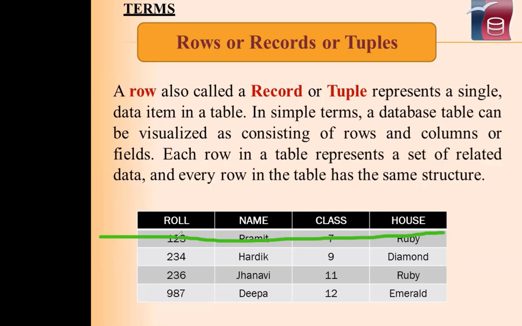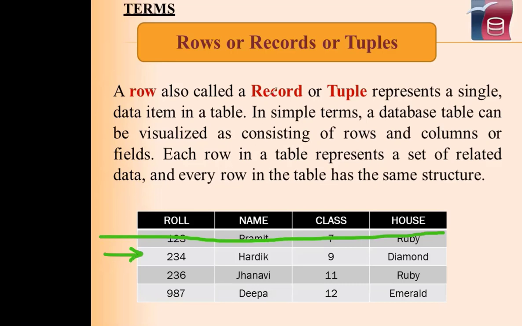If we talk about this, roll number 1, Pramit, is of class 7 and is in Ruby house. Roll number 2 is Hardik. He is in class 9 and he is in Diamond house. So each row gives us the complete information about one entity. Each existence is one entity.